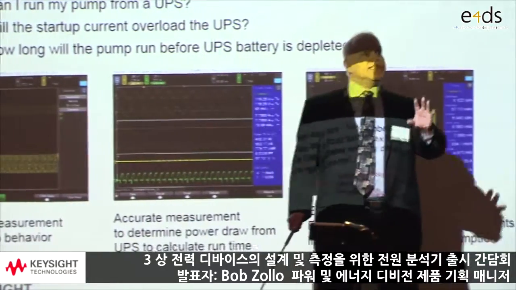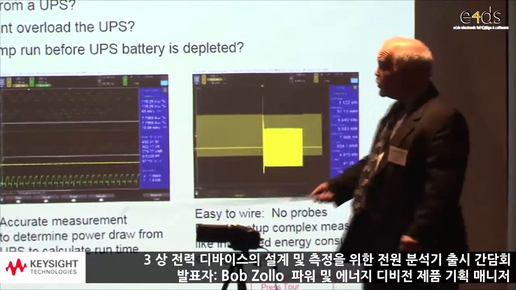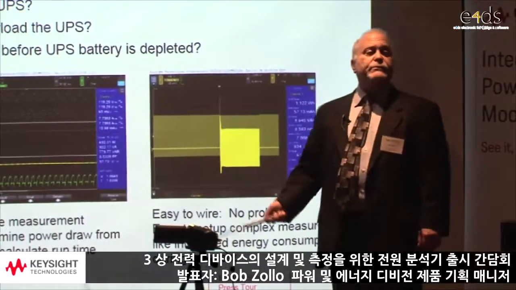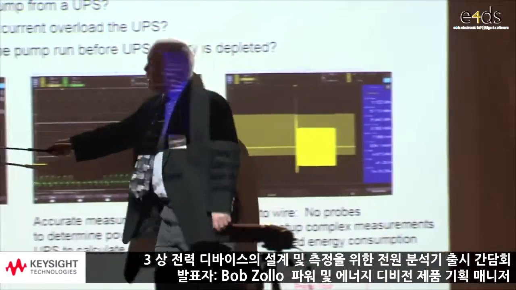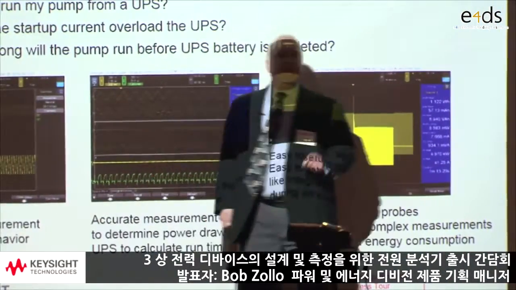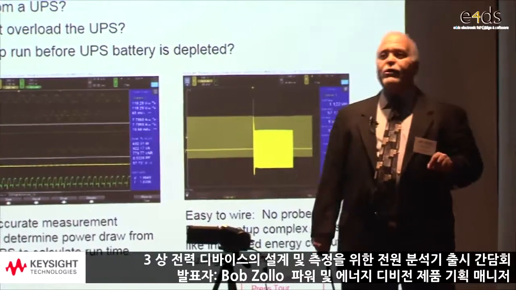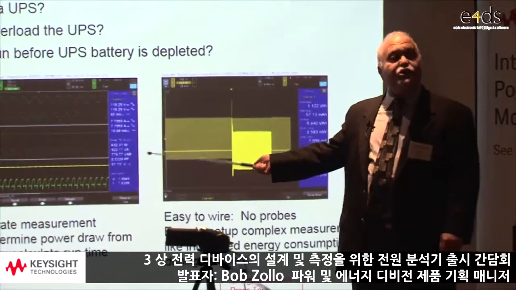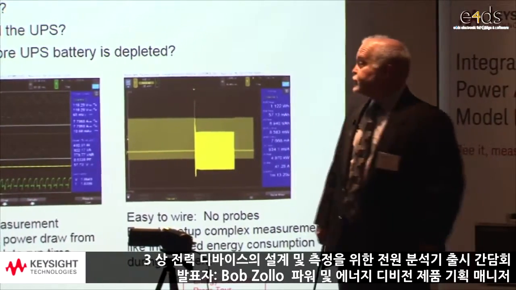So with this single shot visualization capability, I can quickly look and go, no problem. It won't overload the UPS because the surge current is not so high. The only way I could have seen that is with a single shot measurement capability. Other power analyzers on the market can't show you this picture to an engineer who's trying to answer these questions.